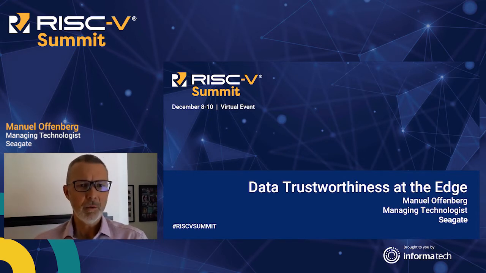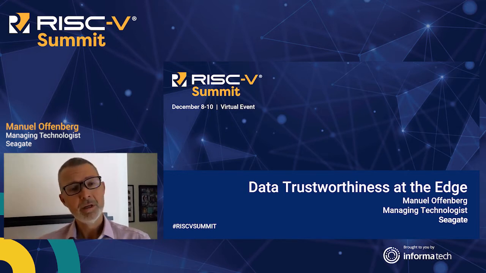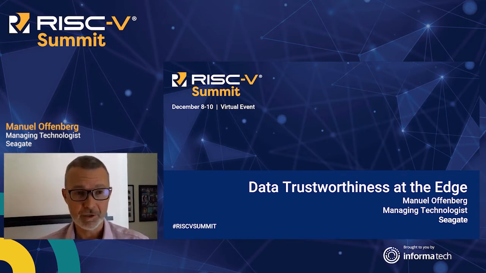I'd like to discuss how a RISC-V based architecture helps to improve data trust at the edge. This is not going to be a very technical talk. I will try to explain how RISC-V enables better data protection, specifically for data coming from endpoints and processed at the edge. A quick explainer about the edge.